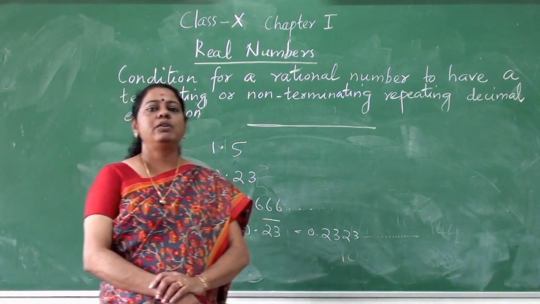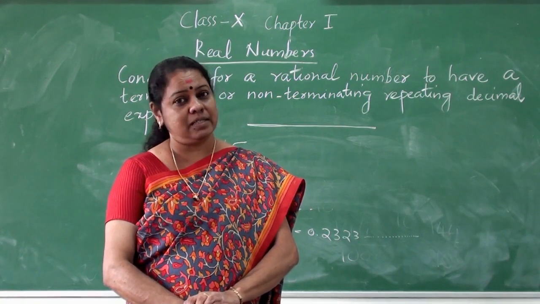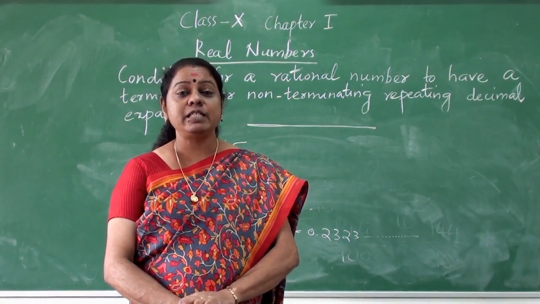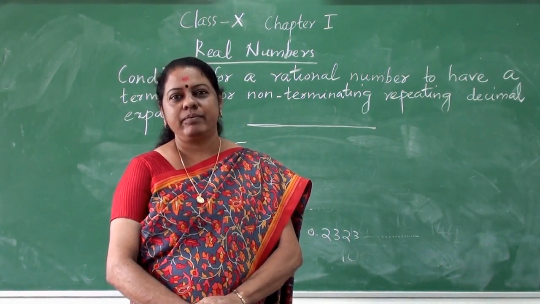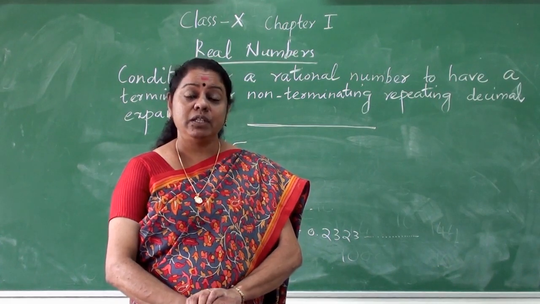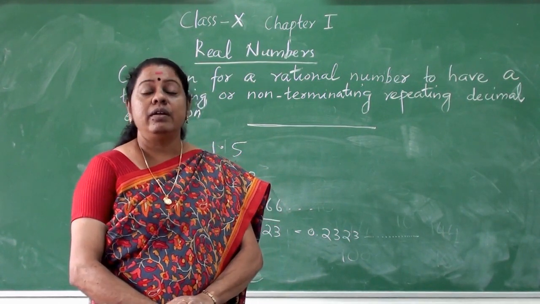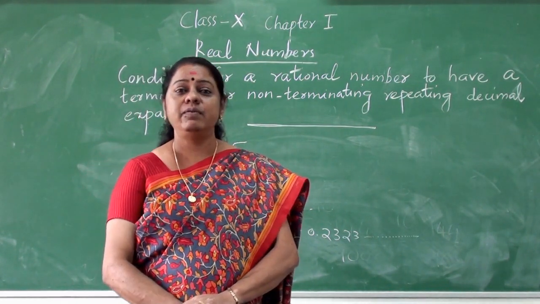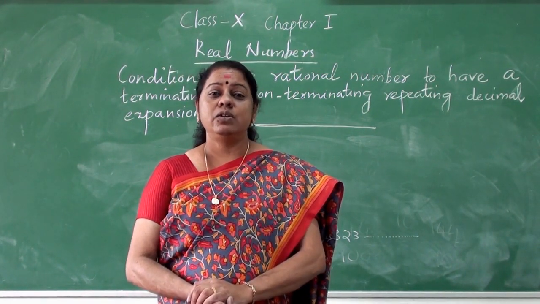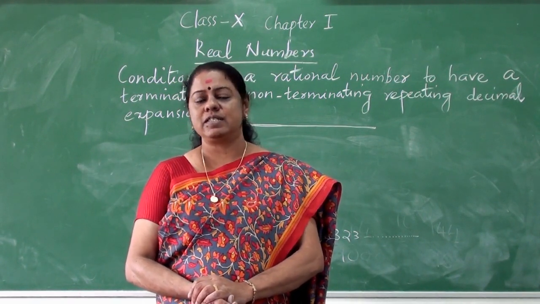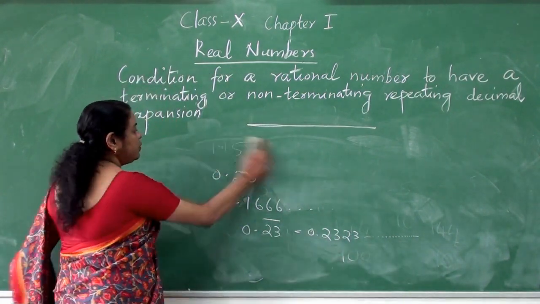Now today in this session, we are going to find out the conditions under which the decimal expansion of a rational number terminates or is non-terminating repeating. What are the conditions? That is, without doing actual division of p by q, we are going to find out the conditions under which a rational number has a terminating decimal expansion or a non-terminating repeating decimal expansion. I shall show by taking some examples. Just listen for that.